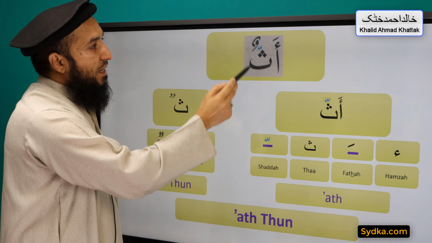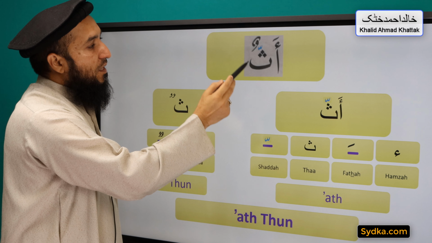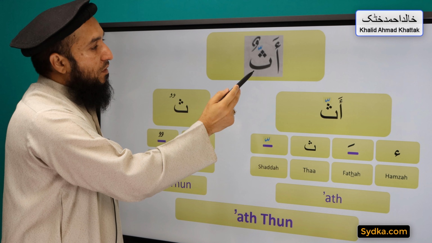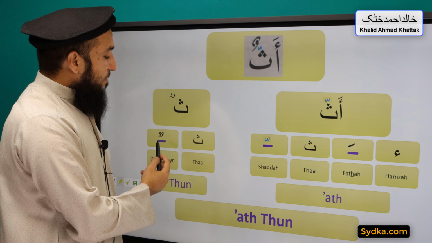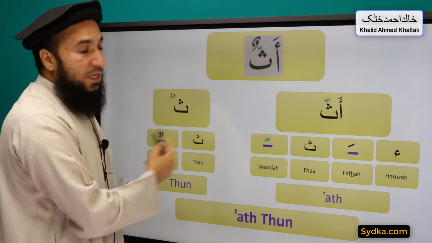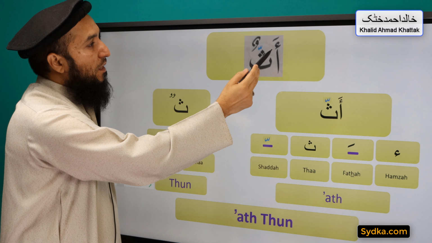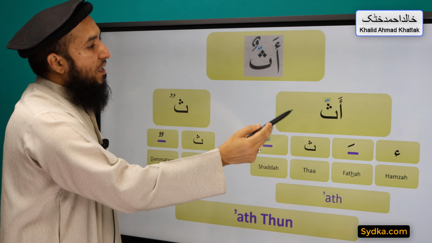Tha is a light letter. It has dhammatain on top of it. Tha dhammatain thun. Combining both syllables together, we have athun, athun, athun.